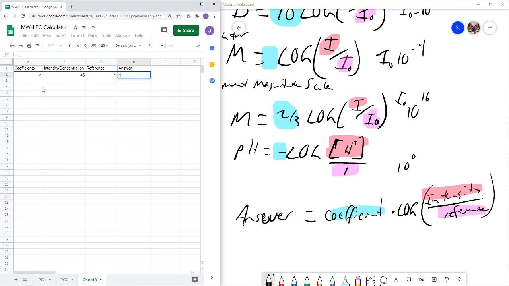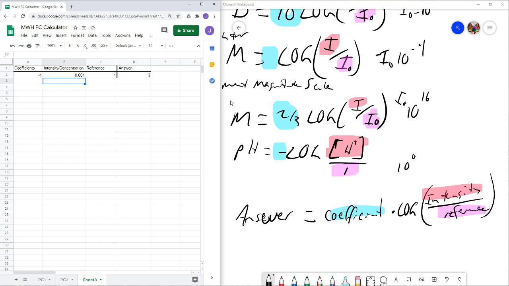So we need the coefficient times log of intensity divided by reference, close parenthesis, enter. Yeah, see there we broke it. Interesting. Let's change this to 10 to the negative 3, a more realistic value. There, no longer broken. In fact, we get a pH of 3 here. Alright, so that was our function.